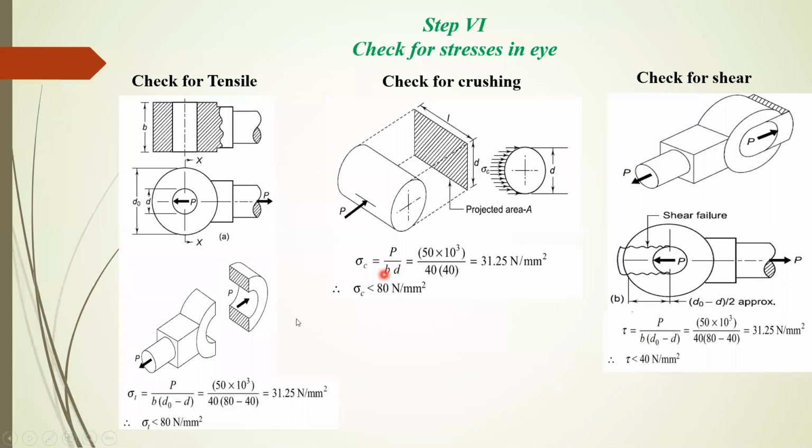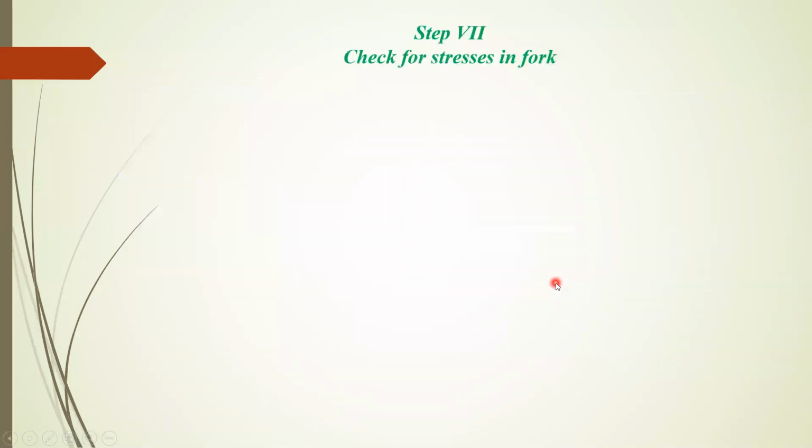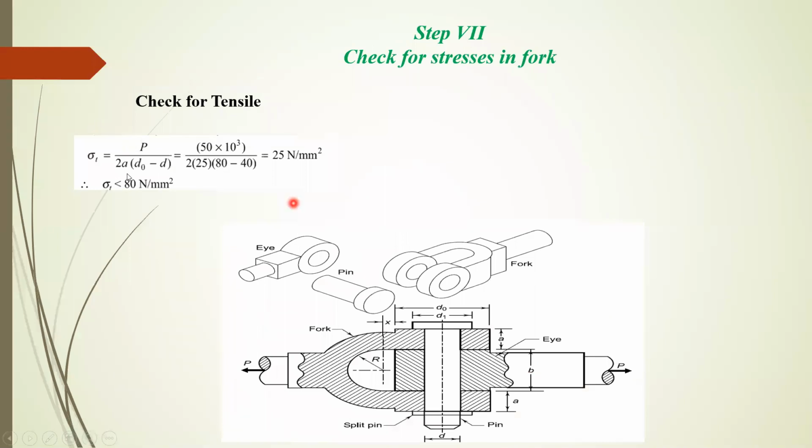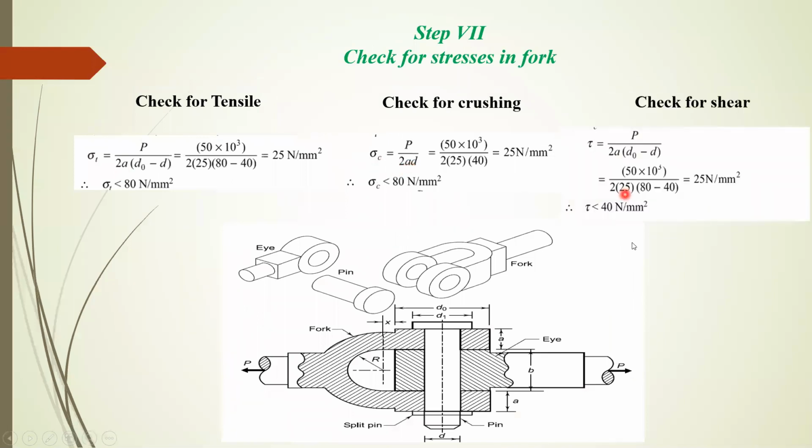So instead of B in the tensile, crushing and shear stresses, for the calculation of stresses in the fork, we have to put 2 times A, this one, A and A. That's why we take 2 times A. You can see here, this is 2 times A. Similarly, for crushing, there is 2 times A into d. So here also, instead of B, there will be 2 times A. That is the only difference between the fork and the eye.